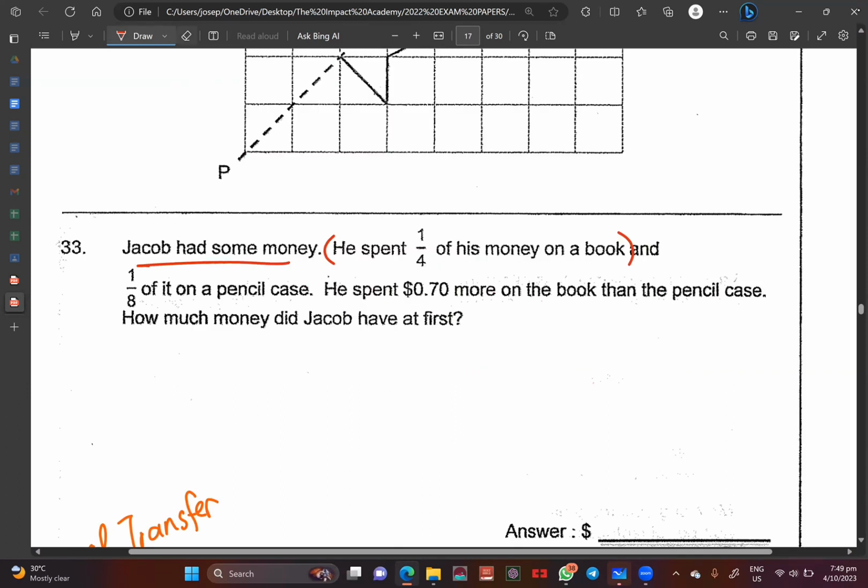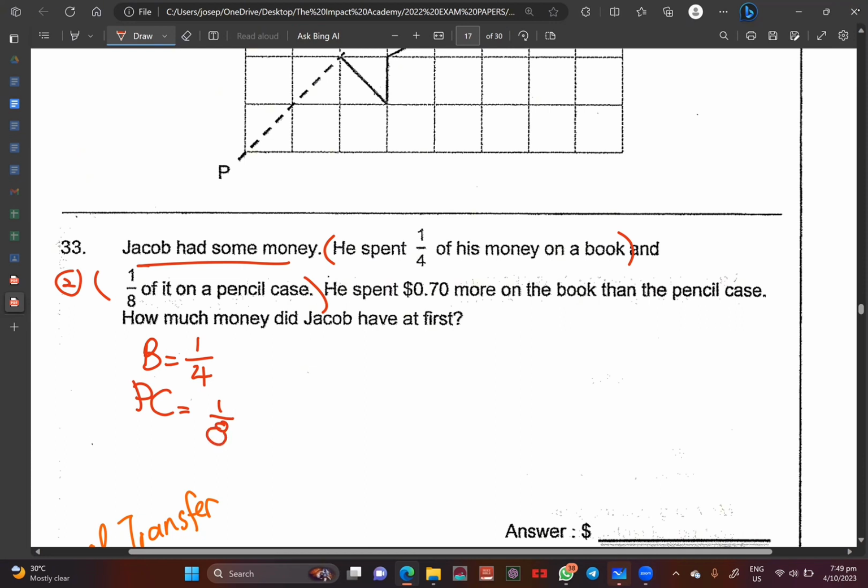Jacob had some money. He spent 1/4 of his money on the book. So we know that book is actually 1/4. Does that make sense to you? All right, yes? Now, I want to move on to the next part. The next part says, and 1/8 of it on a pencil case. So PC, pencil case, is equal to 1/8.